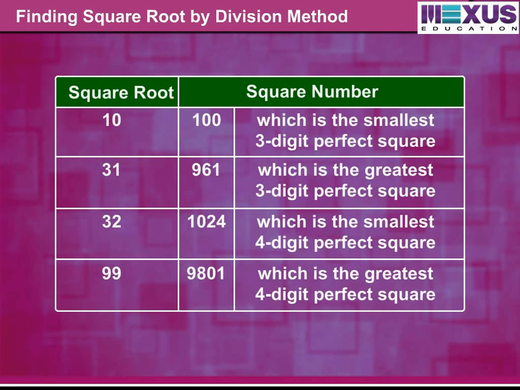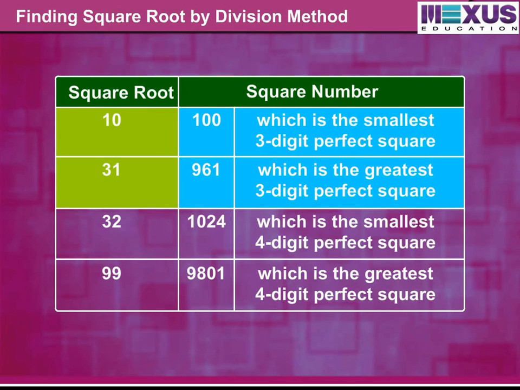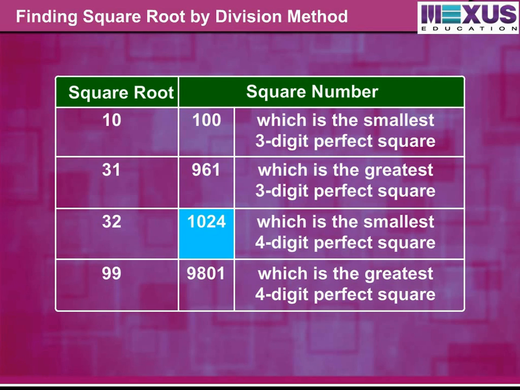Look at the table. The perfect square numbers like 100 and 961, which are 3 digits, have the square root in 2 digits. Also, 1024 and 9801, which are 4 digits, also have a 2-digit square root. We can say that if a perfect square is a 3-digit or a 4-digit number, then its square root will have 2 digits.